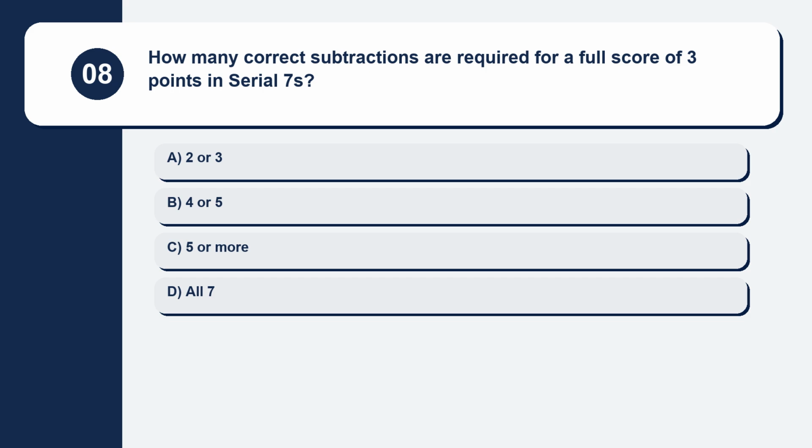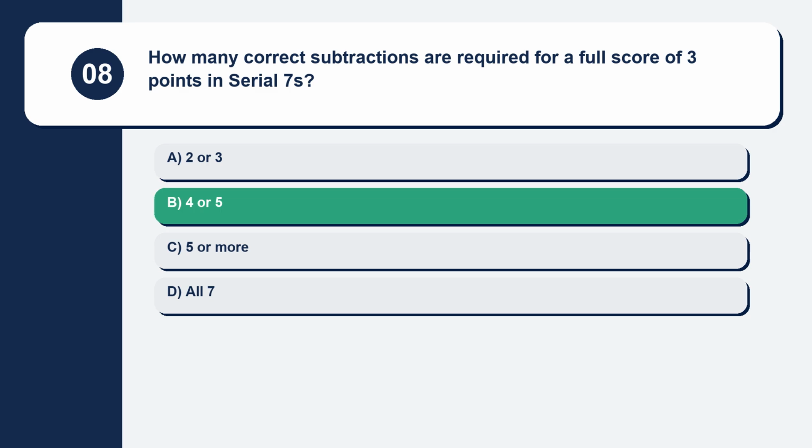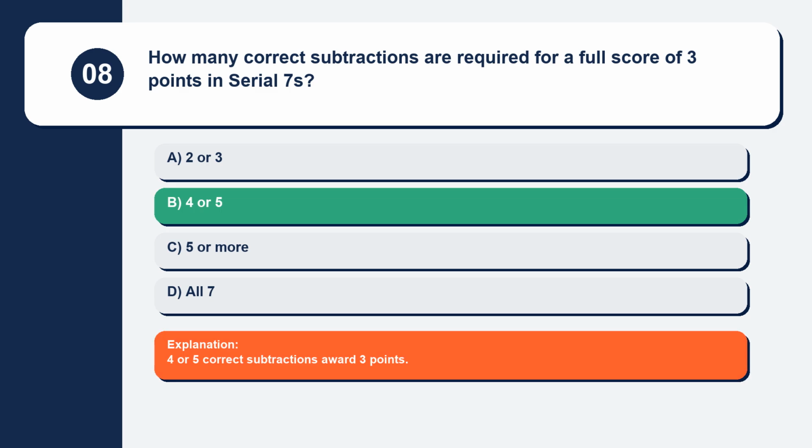Question 8. How many correct subtractions are required for a full score of 3 points in serial 7s? 2 or 3? 4 or 5? 5 or more? All 7? 4 or 5 correct subtractions award 3 points.